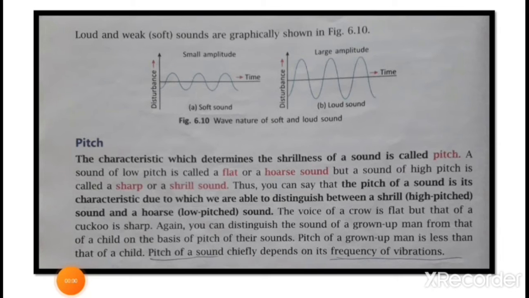Okay. The voice of a crow is flat, but that of a cuckoo is sharp. Again, you can distinguish the sound of a grown-up man from that of a child on the basis of pitch of their sound. Pitch of a grown-up man is less than that of a child. Pitch of a sound chiefly depends on its frequency of vibration.